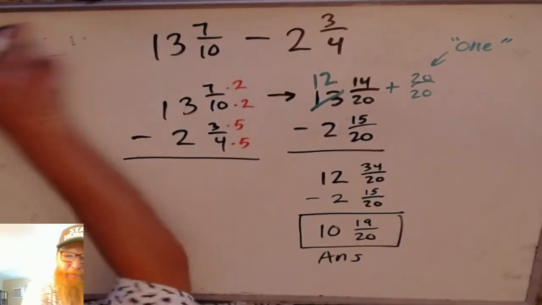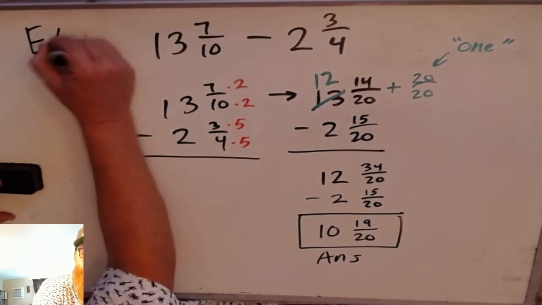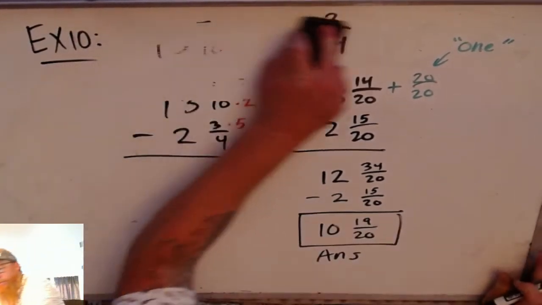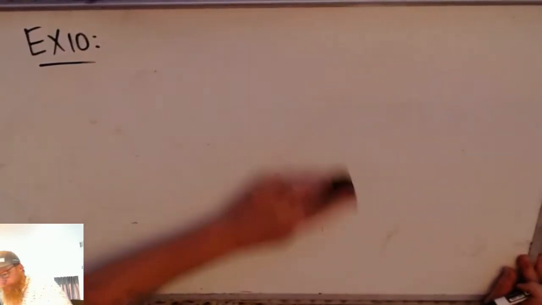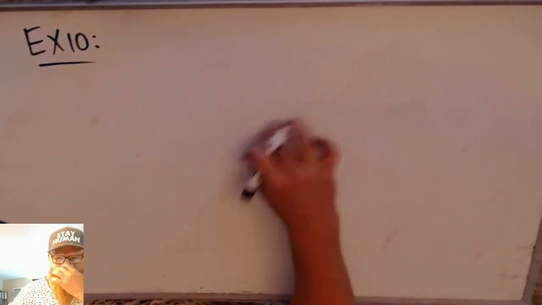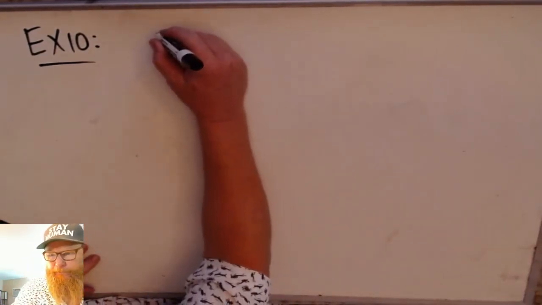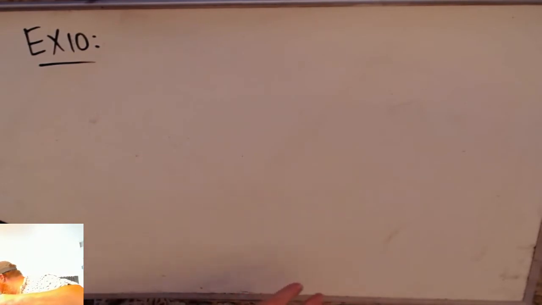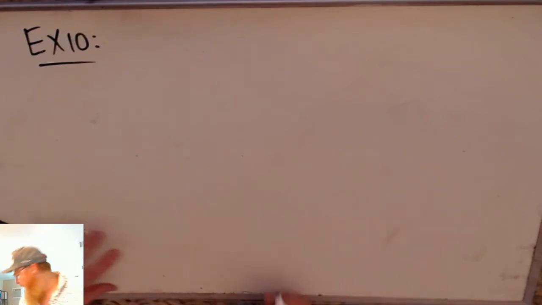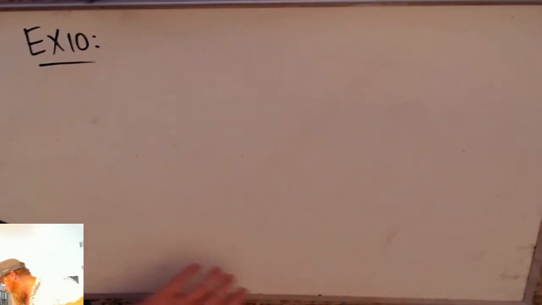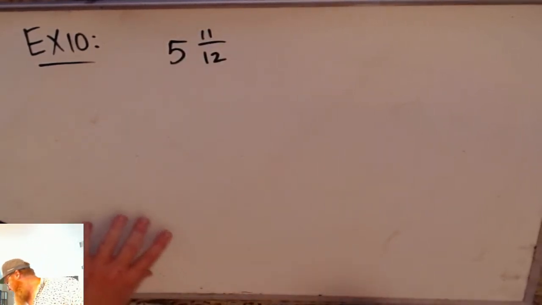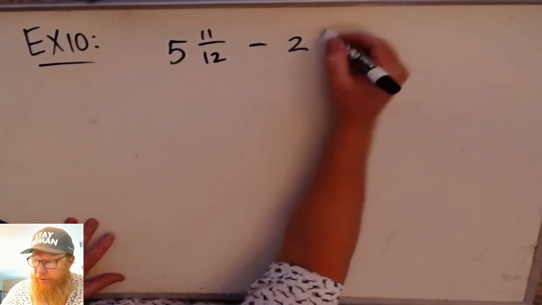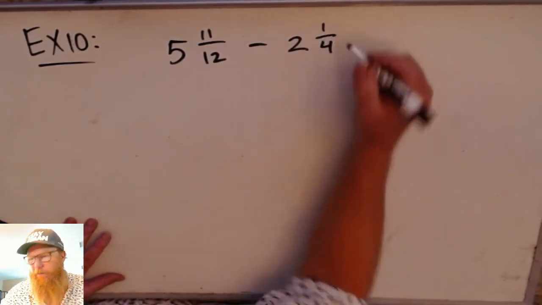Maybe I'll do one more. Might as well stop on number 10 for these problems. I don't think we're getting into the negatives today, are we? I said maybe we might get into the negatives, but it doesn't look like we're going to have any negatives today. So 5 and 11/12 minus 2 and 1/4.